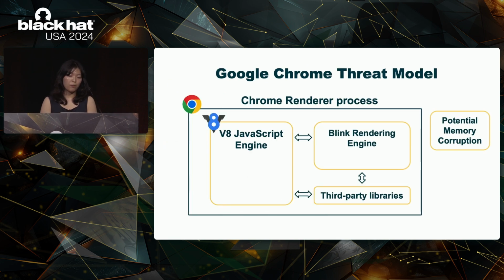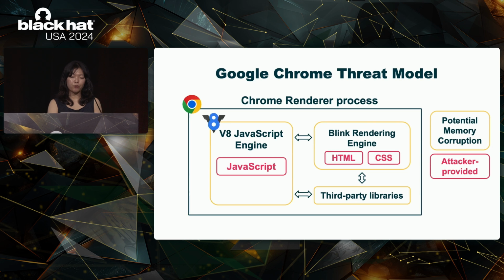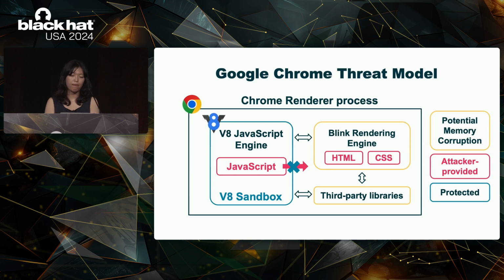So let me first introduce the threat model of Google Chrome, especially the renderer process. The renderer process consists of the V8 JavaScript engine, the Blink rendering engine, and other third-party libraries. And attackers can provide malicious JavaScript, HTML, and CSS data, and they can trigger memory corruption vulnerabilities in each code base. But since the JavaScript code is directly compiled and run by the V8 engine, it has been the most accessible target for the attackers.